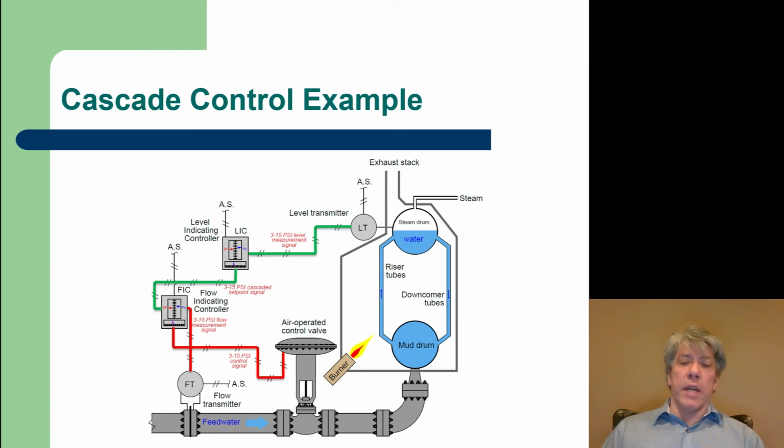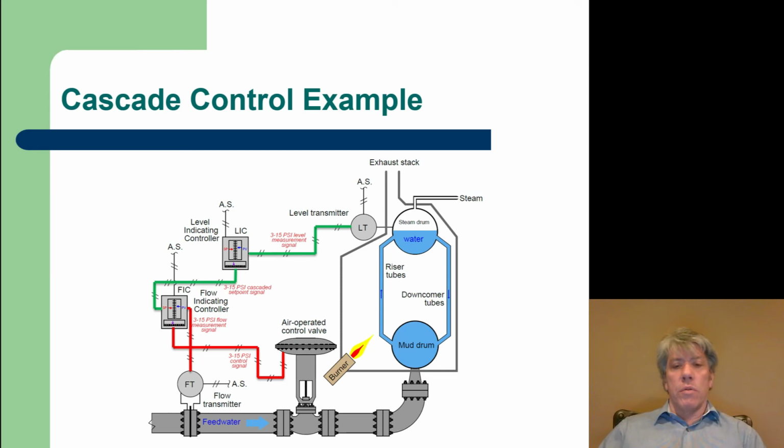But if there's a variation in the pressure of the feed water, it's going to take a while for us to see a difference in the level in the steam drum and know to change the flow coming in. So the flow indicating controller rejects that sort of disturbance for the sake of the level indicating controller and automatically adjusts the flow rate to whatever the level indicating controller requires.